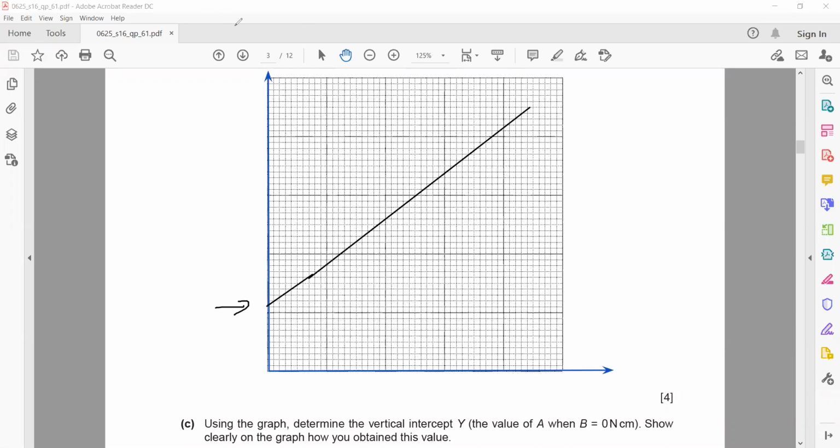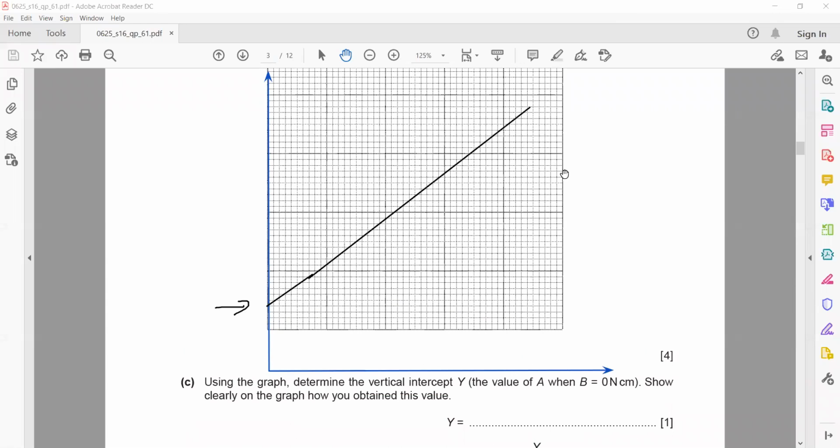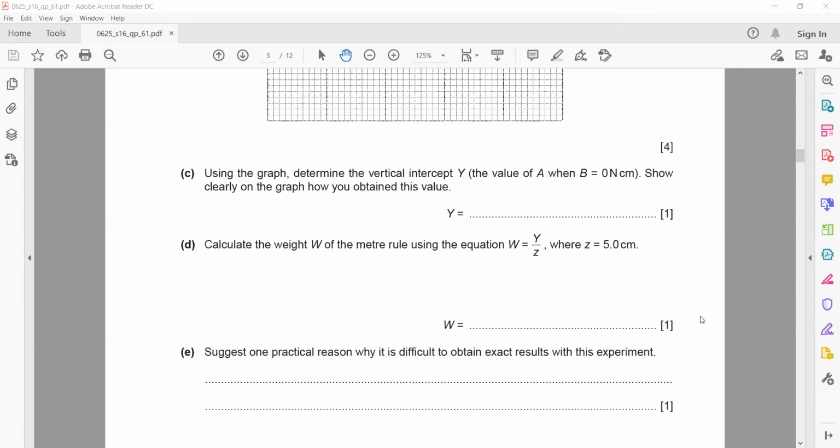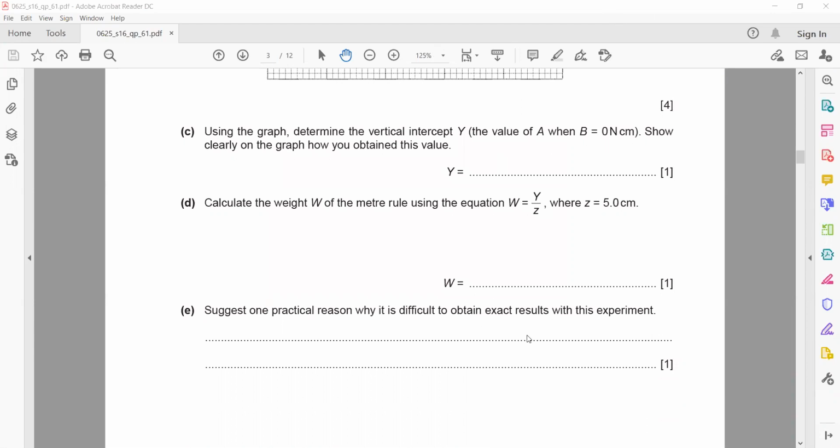So you will substitute the value here in place of y. That was 5. And in part D, because the value of the y-intercept is 5, you need W. W is capital Y divided by small z. What is the value of capital Y? That is 5. What is the value of small z? That is also 5. So 5 divided by 5 equals 1.